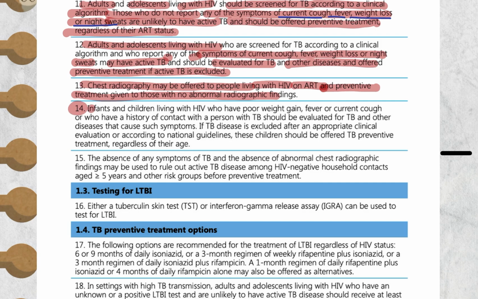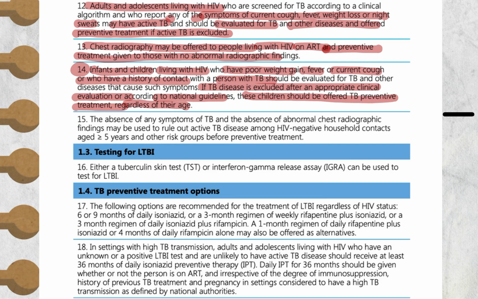Later point, infants and children living with HIV who have a poor weight gain, fever or current cough, or who have a history of contact with a person with TB should be evaluated for TB and other diseases that cause such symptoms. If TB disease is excluded after an appropriate clinical evaluation or according to national guidelines, these children should be offered a TB preventive treatment regardless of their age. So in children, you have to consider a poor weight gain as well.